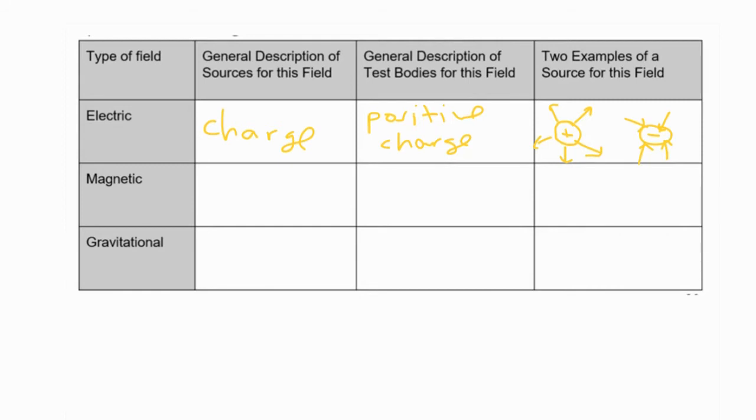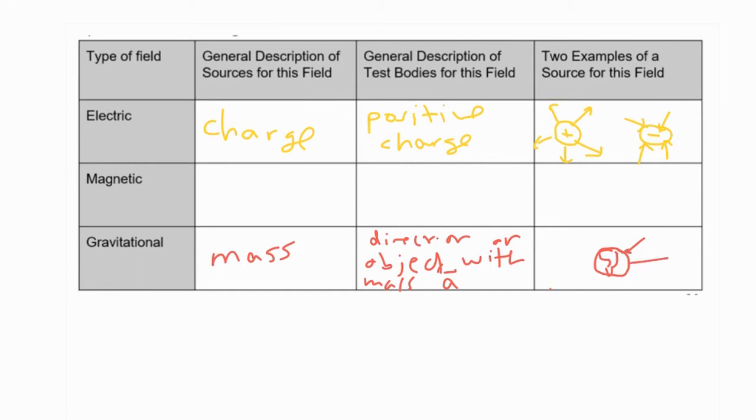The gravitational field we looked at last time too, that's anything with mass. We describe that as the direction an object with mass accelerates. So around the Earth, here's our Earth, we have a gravitational field and it's towards the center of the Earth, and that's what we were looking at last week.